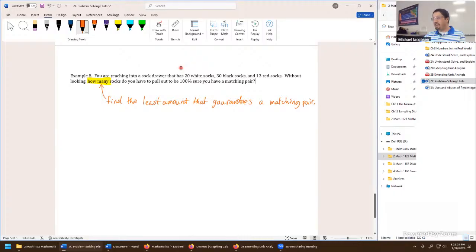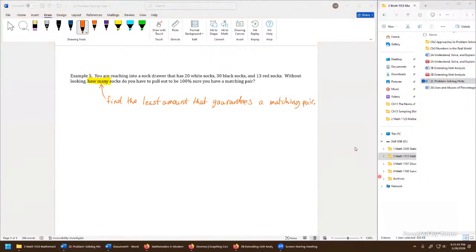Yeah. So in this scenario, it's a weird situation where you have a sock drawer with 20 white socks, 30 black socks, 13 red socks. What is the least amount of socks you have to pull out of that drawer to be 100% certain you have a matching pair?